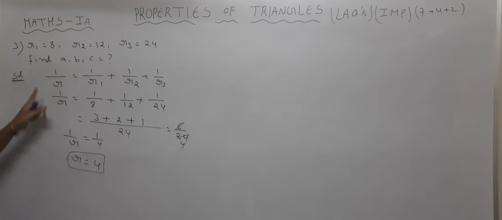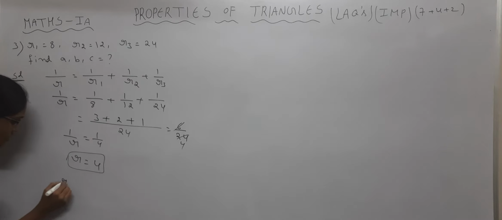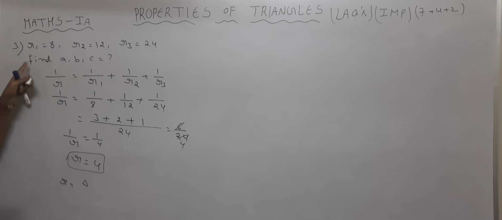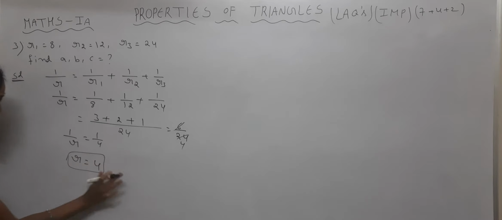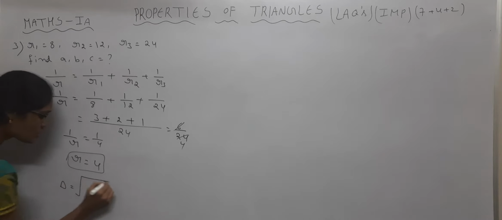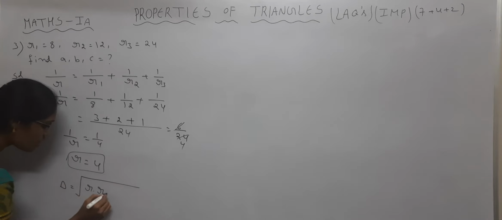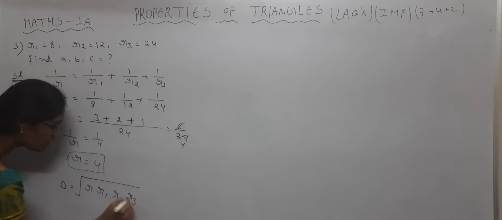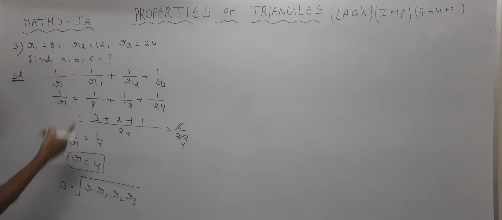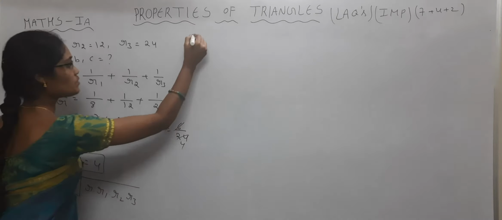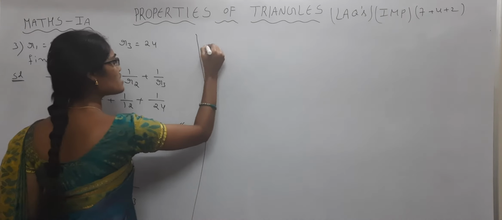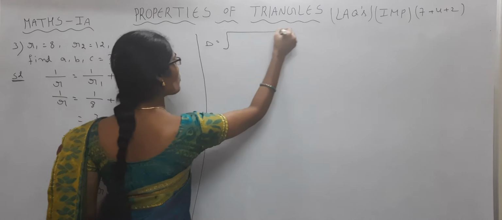Now you have to find the S value, using this formula, r is equal to delta by S. We do not have S either, so let us take the delta formula. Delta is equal to square root of R into R1 into R2 into R3. So delta is equal to square root of, what is the R value?